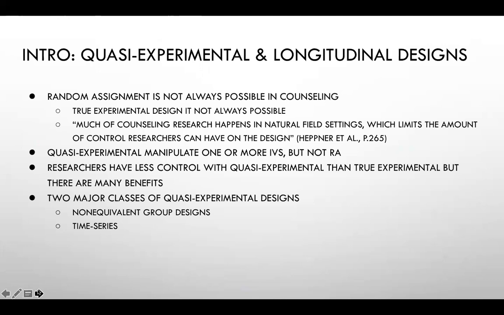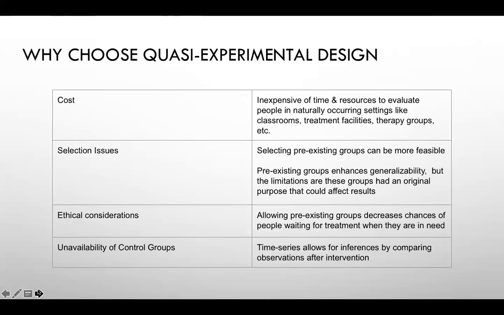So when that happens, we can use quasi-experimental design because it offers more flexibility. Like true experimental, quasi-experimental manipulates one or more independent variables, but there's no random assignment. So researchers have a little bit less control with quasi-experimental than true experimental, but there are many benefits. The two major classes of quasi-experimental designs that we're going to be looking at are non-equivalent group designs and time series.